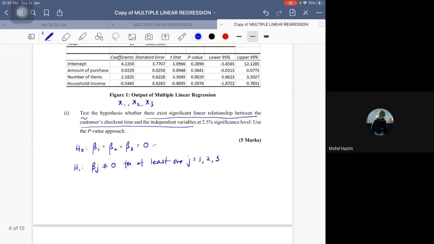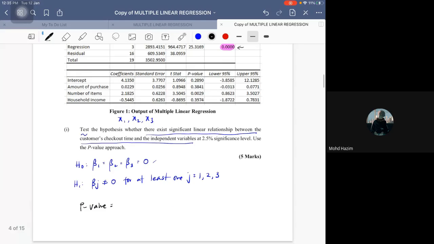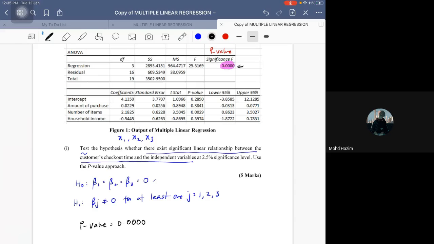So now that we already have our hypothesis, the next step will be extracting our p-value. The p-value comes from here. It is a value of 0.0000. But when you write down 0.0000 here, it doesn't mean that the value is actually 0. You could have like 10 zeros before you get one nonzero digit. That is why, when you take 4 decimal places, it's only written as 0.0000.